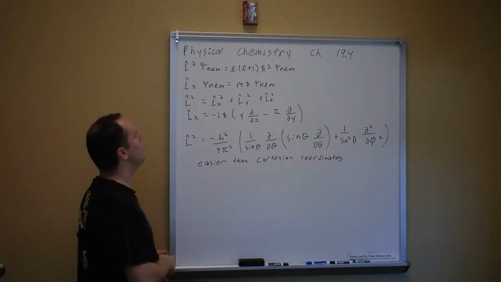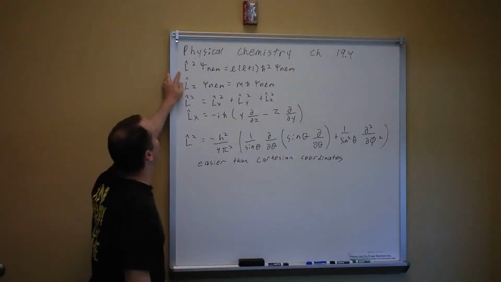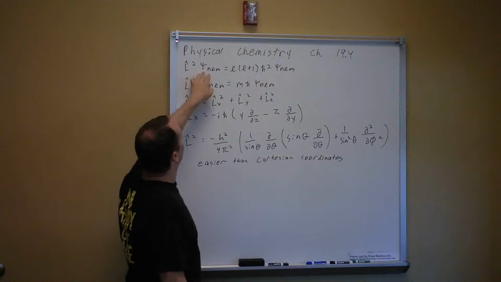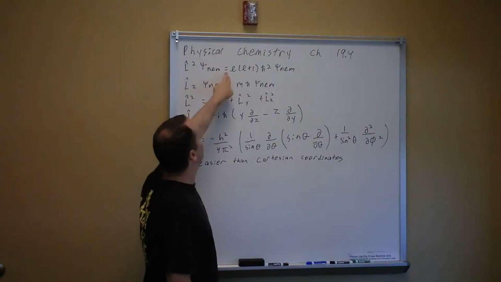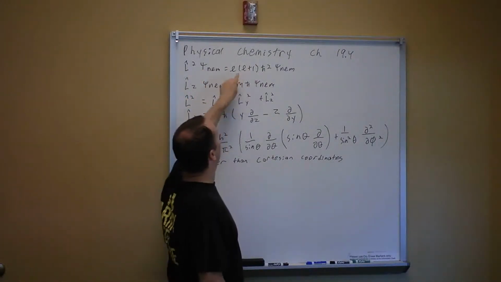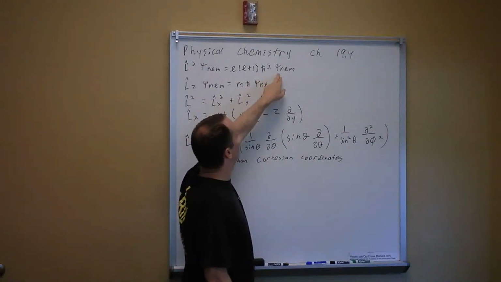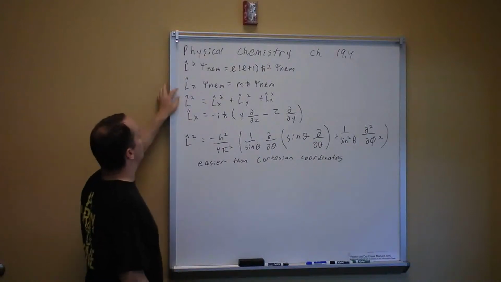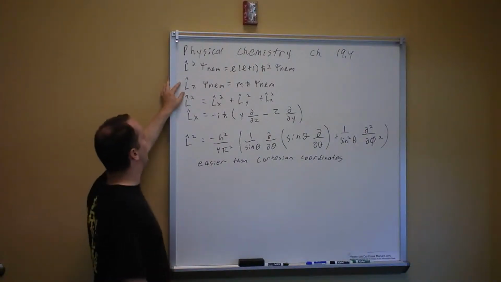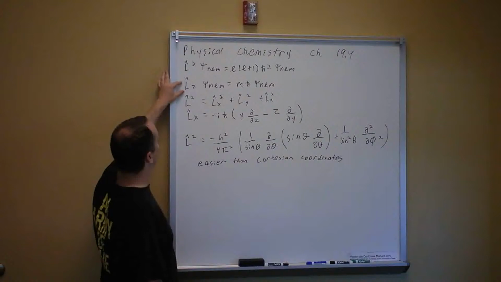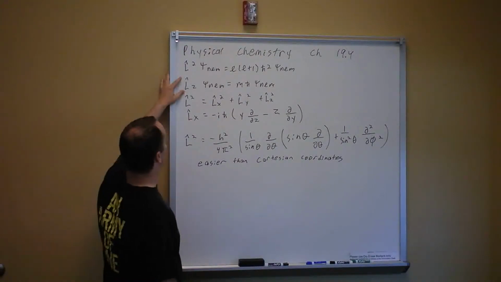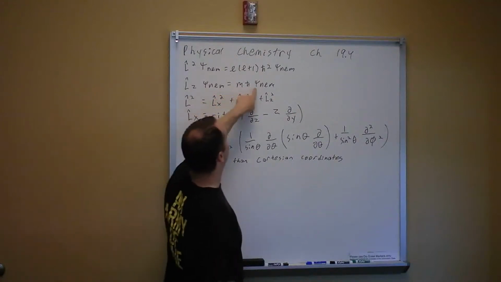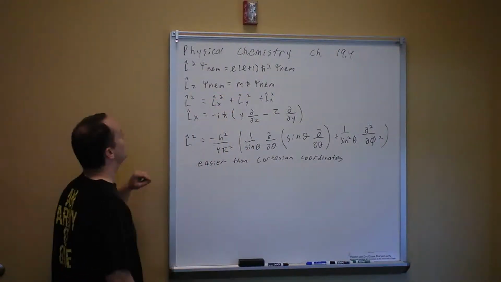Continuing on physical chemistry, chapter 19, we're finishing up section 4 now. The angular momentum operator squared acting on psi of n l m is equal to l times l plus 1, times h bar squared, times psi of n l m. That's for the whole angular momentum. Remember, we're talking about the orbital angular momentum. Then for the z component, we have an operator just for that: L hat z acting on psi of n l m is equal to m times h bar times psi of n l m.